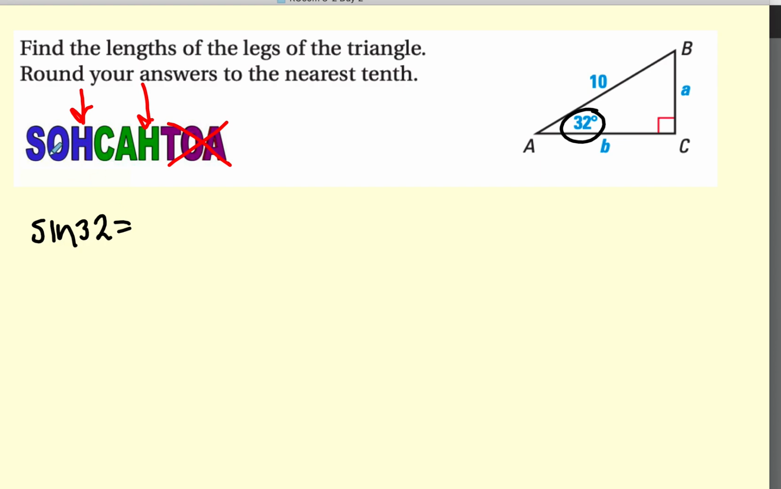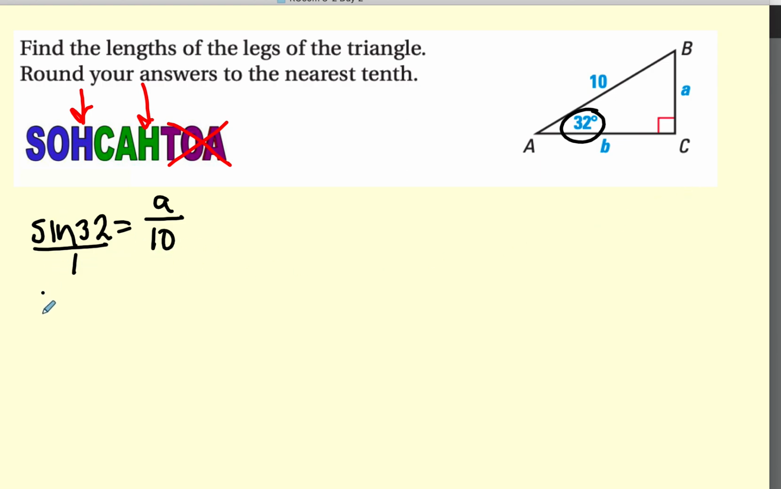And remember that sine is opposite over hypotenuse. Opposite is A, and hypotenuse is 10. And we're going to make this look like a ratio. Now, before we go any further, I want you to know that we have to use trig. We can't use the Pythagorean theorem because we don't have two sides. You have to have two sides before you can find the third. And we can't use 30-60-90 or 45-45-90. So that's why we're using trig.